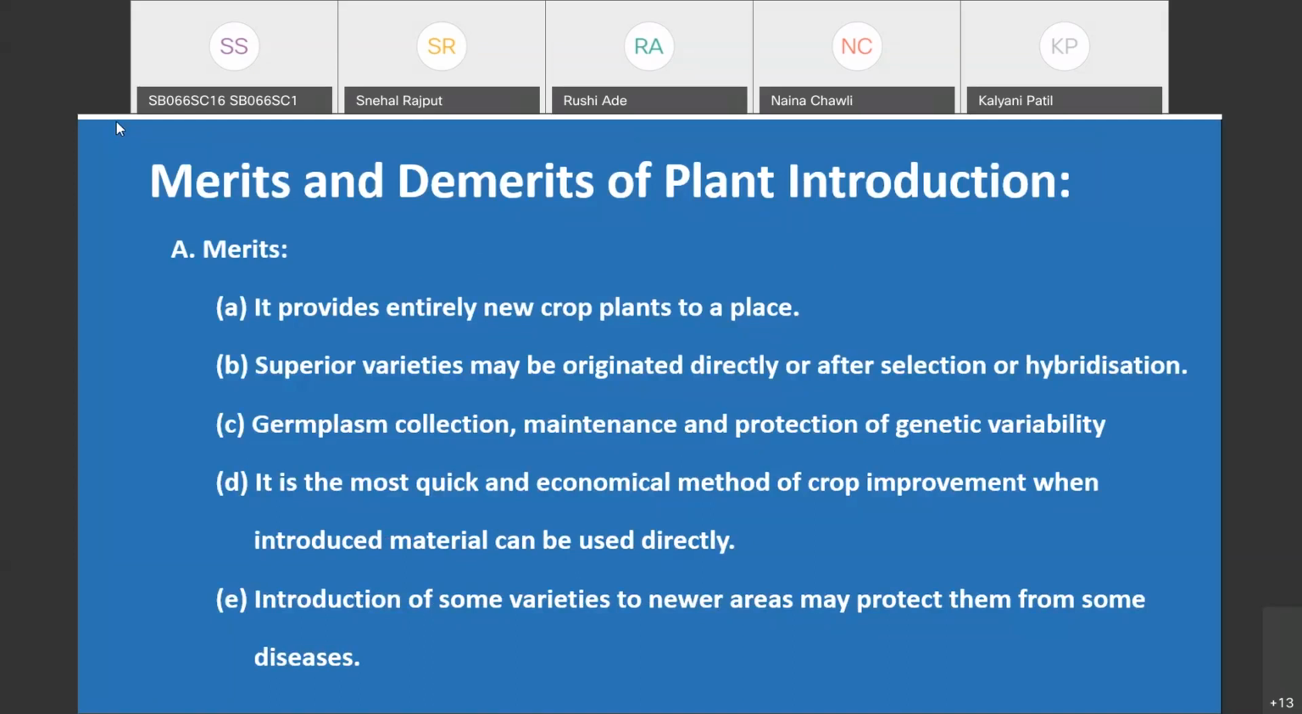The second one: superior varieties may be originated directly or after selection or hybridization. You can introduce a superior crop variety from another country, or the introduced variety can be crossed by the hybridization method, so that the superior characters of that variety get incorporated into the local variety, and that is how you can release a new improved variety.